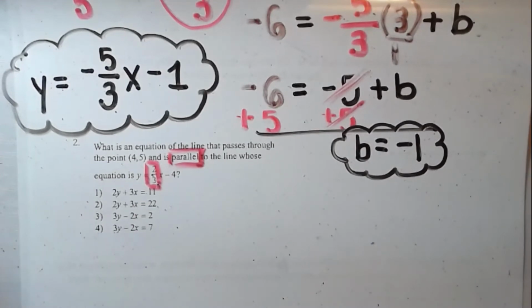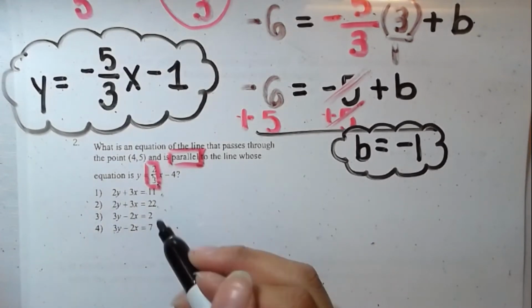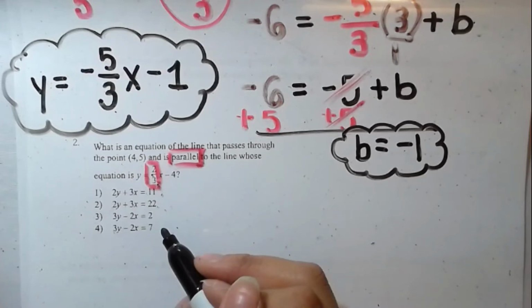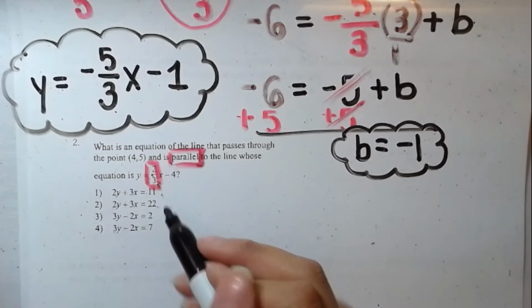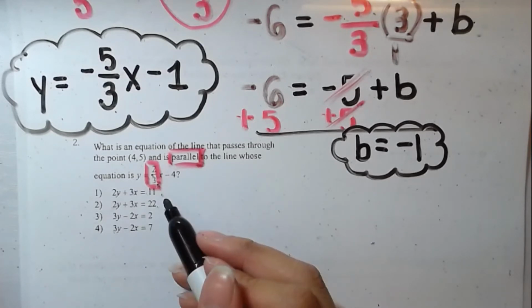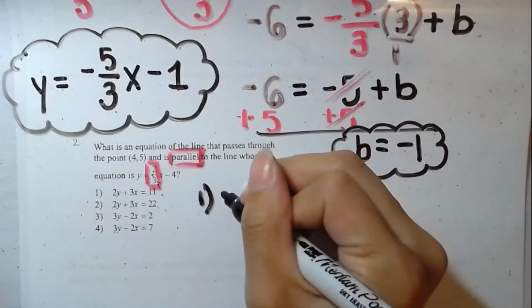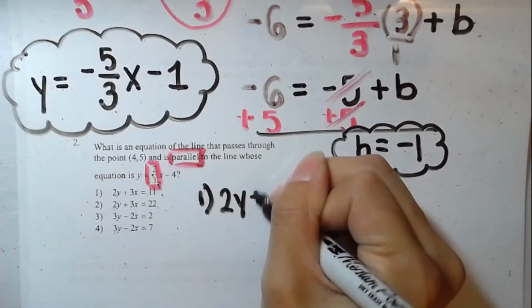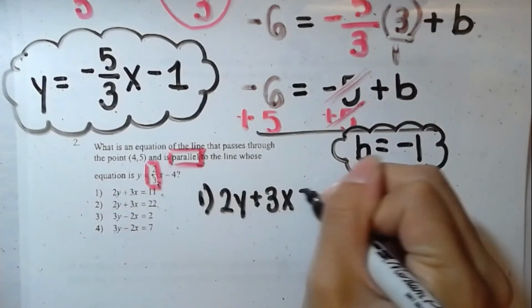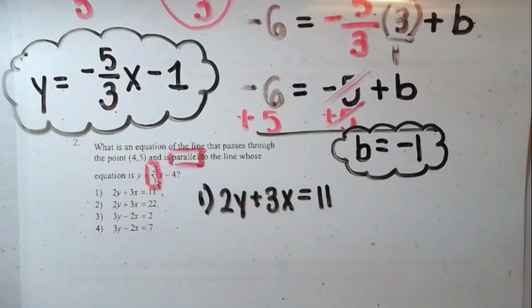All right, so here it's not so obvious because we have some equations where we don't see y equals something. So we're going to make that happen. We're actually going to rewrite all of these so that we're going to have y equals mx plus b.